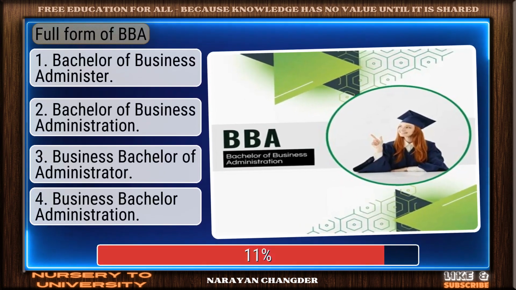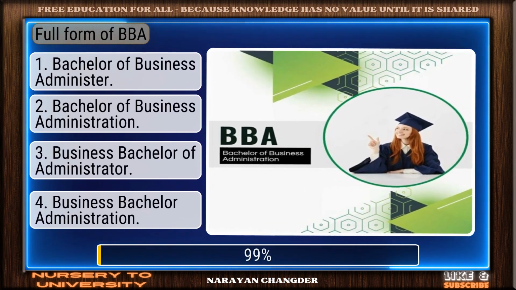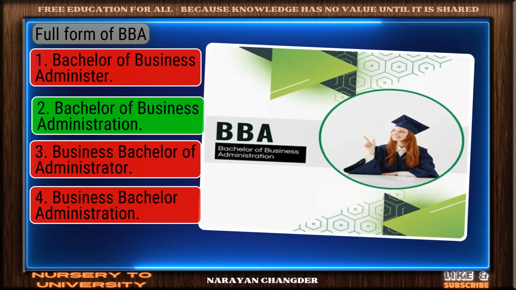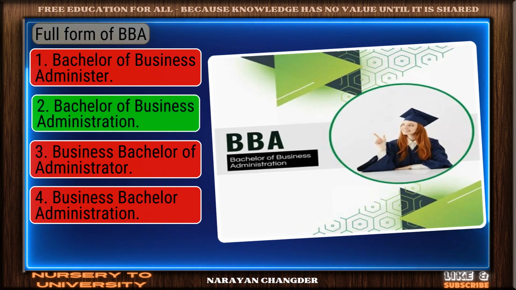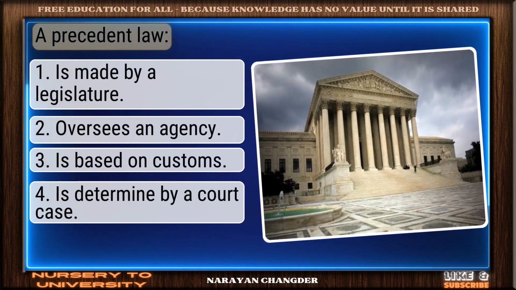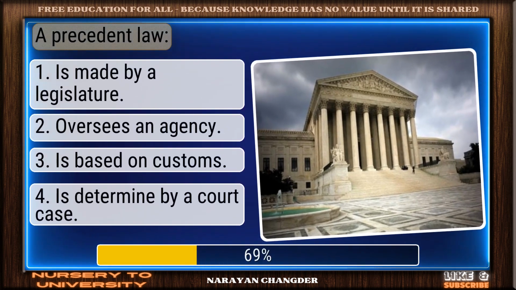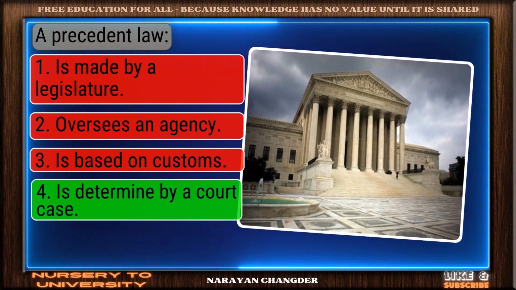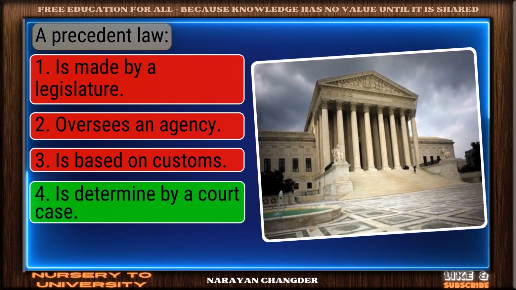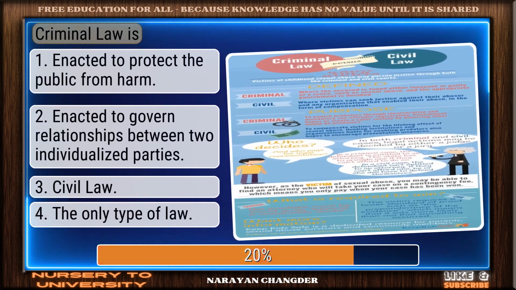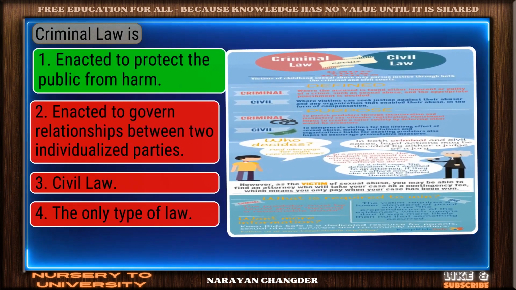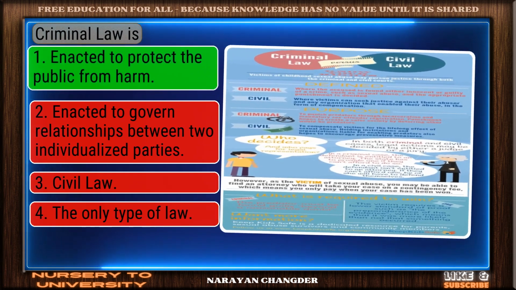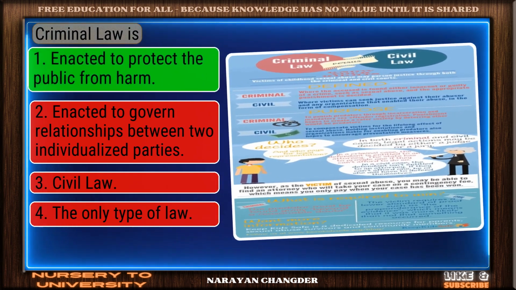Full form of BBA. Right choice. Bachelor of Business Administration is the best answer. A precedent law. Strong choice. Is determined by a court case is the right answer. Criminal law is. Correct response. Enacted to protect the public from harm is the most accurate answer.